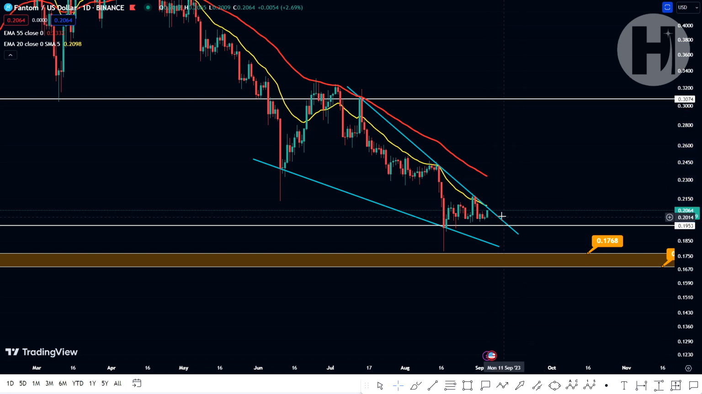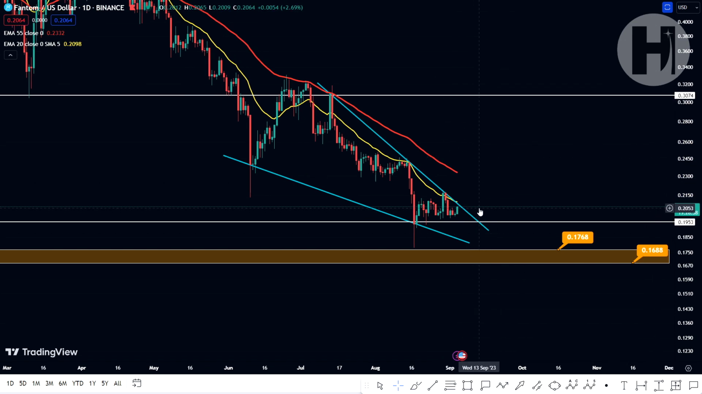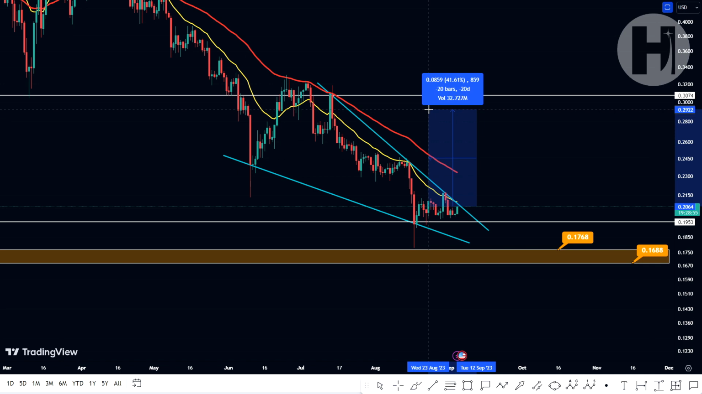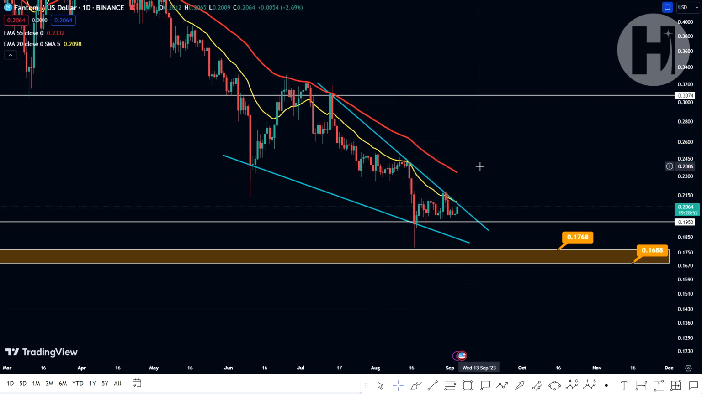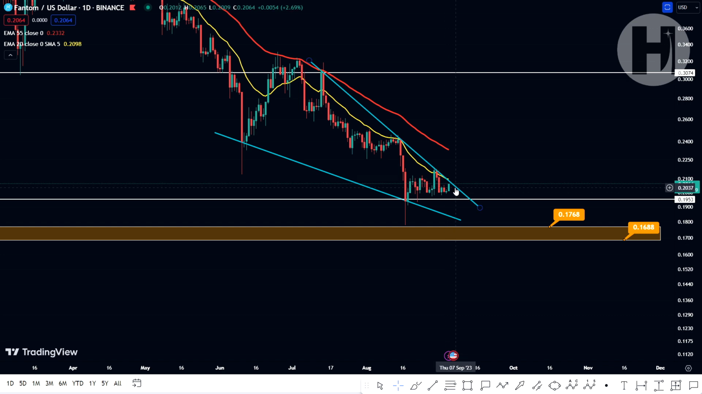So 75% chance of a breakout. Your technical target would be sitting at 30.5 cents, and it's a 48% move to the upside from where you are right now.